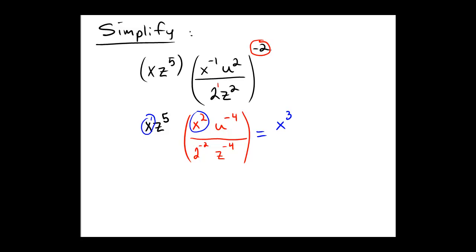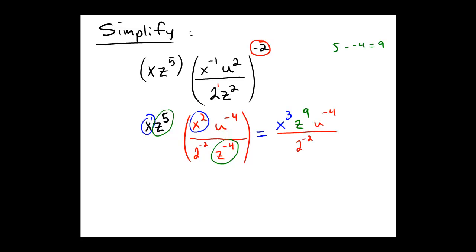z to the fifth and z to the -4th are being divided because one is on top and one is on bottom. So the rule for that is to subtract exponents from our division rule. So z to the fifth over z to the -4th would be z to the 5 minus -4, which would just be 9. So we get a z to the 9th. u is effectively untouched, so let's just call that u to the -4. And there are no other 2's, so I'm going to call that 2 to the -2.